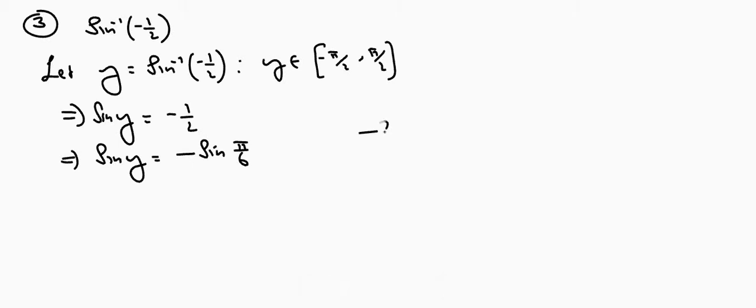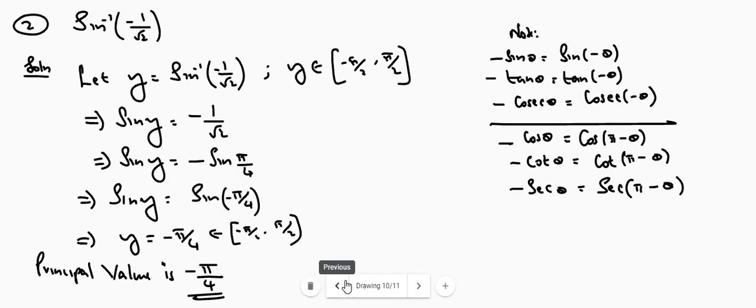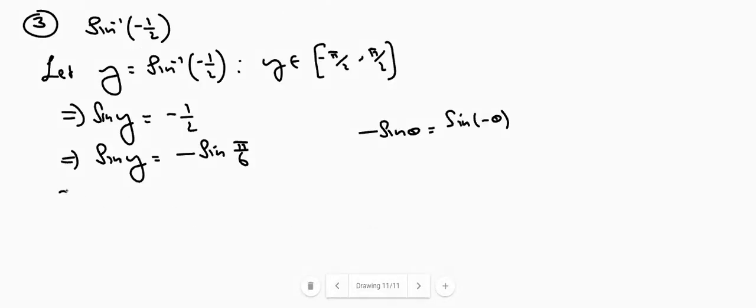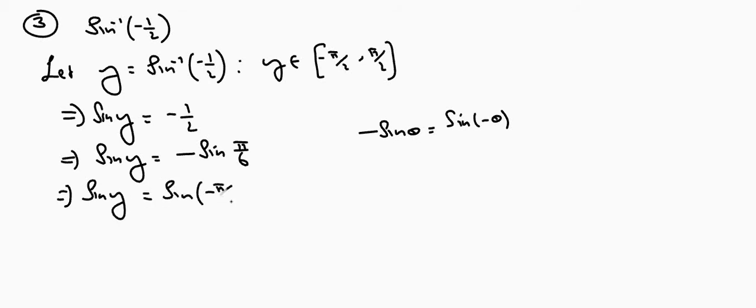Minus sin theta we can write as sin of minus theta. For negative angles, minus sin, tan and cosec can be written with minus theta, while minus cos, cot and sec use pi minus theta. Okay. Minus sin theta we can write as sin of minus theta. That implies sin y equal to sin of minus pi by 6. That implies y equals minus pi by 6, which is an element of the closed interval minus 90, 90. Okay.